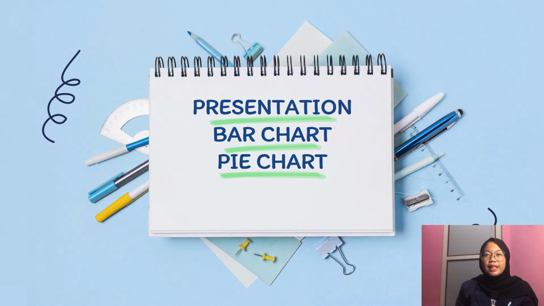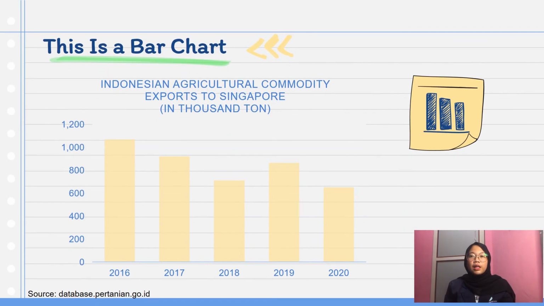The next slide is presentation, bar chart and pie chart. This is a bar chart. This bar chart provided information about export volume of Indonesian agricultural commodities to Singapore between 2016 and 2020. In 2016, the export volume to Singapore were almost 1,100,000 tons. Then, it decreased slightly to 900,000 tons in 2017.